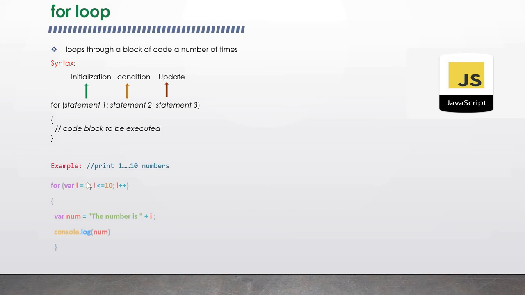So that's why I started my journey from 1. That's why I initialize 1 to variable i. Then how long do I have to print? I have to go from 1 to 10. So my condition should be equal to 10.